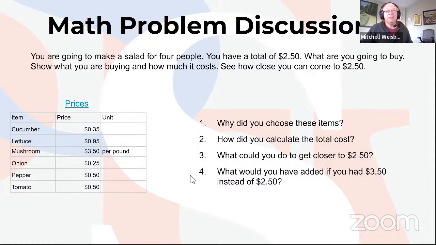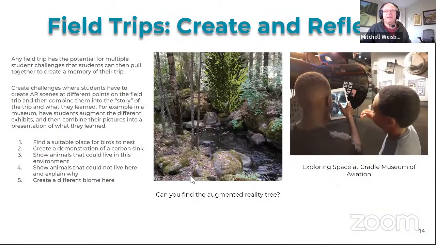Field trips. You can have them do different stations at the field trip. So here, students have gone to a park, and at each different place in the park, they would show where a bird would build a nest, show an example of a carbon sink, show what animals could live in this environment, show what animals could not live in this environment. Create a different biome here.